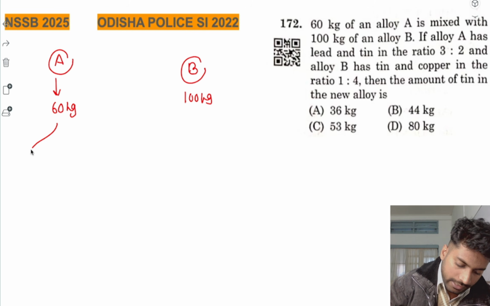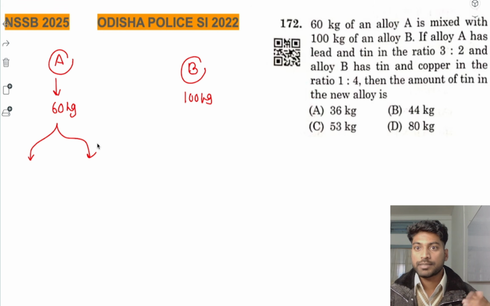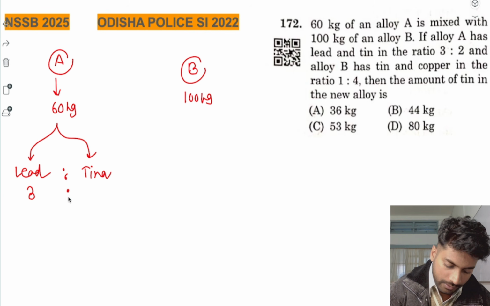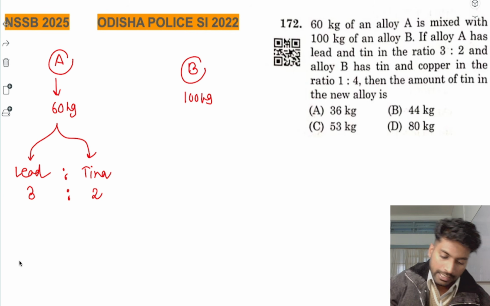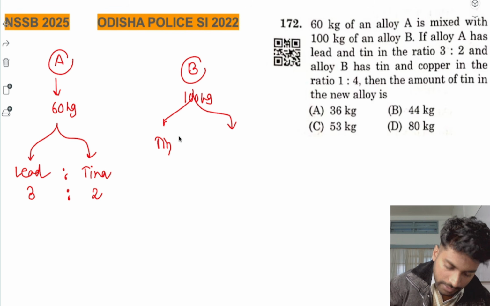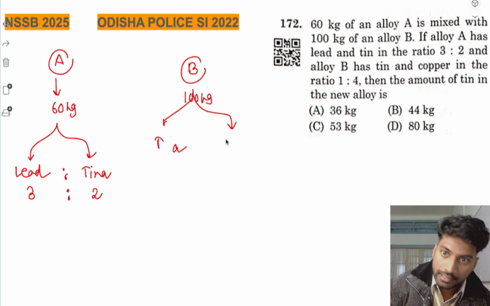Alloy A was made of lead and tin in the ratio of 3:2. In alloy B, the mixture was tin and copper, in the ratio of 1:4.